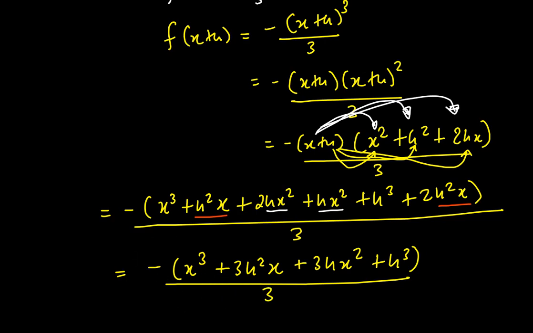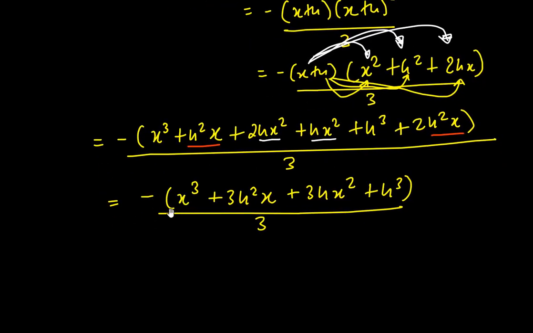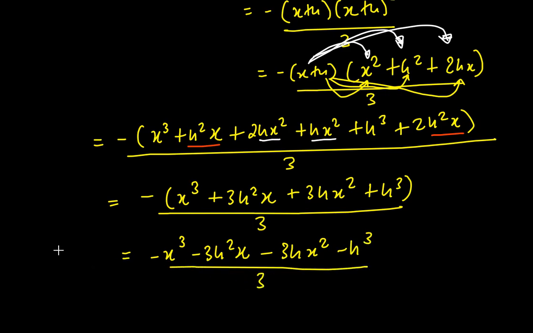So the last thing we're going to do is multiply the negative inside. So you're now going to have negative x cubed minus, remember, negative times positive is negative, 3h squared x. Negative times positive is negative, 3hx squared. Negative times positive is negative, h cubed. All of that divided by 3. So this would be your f of x plus h. Wow, quite a lot, isn't it?